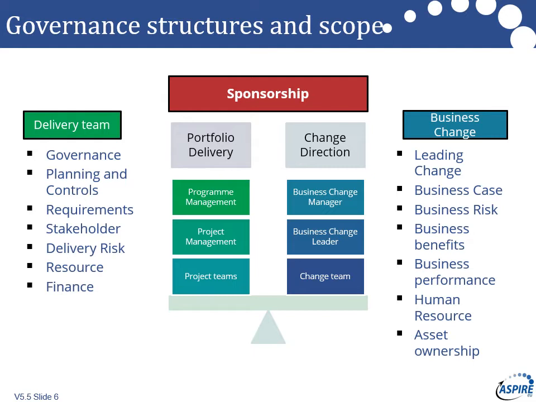So when we think about our governance structures and scope, we need to think about the delivery side, but we need to think about the change and the operations side. There are lots of things to think about in that area. You need to make sure, even if you don't have teams or individuals, that all those roles are covered when you're putting this into practice. We need balance between the delivery side and the change side.